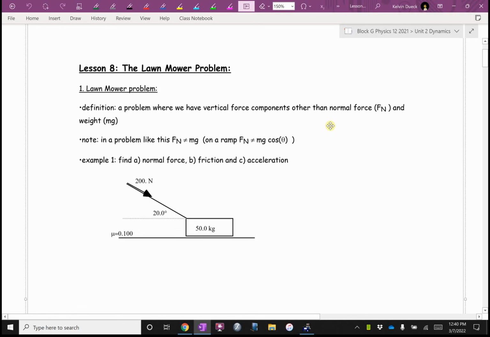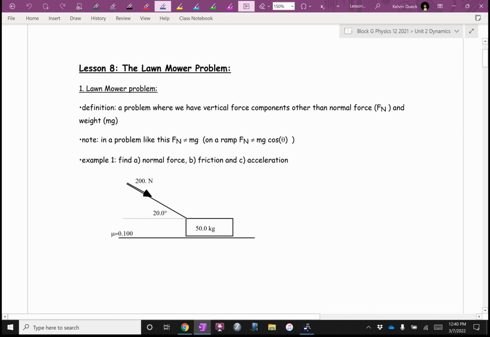Let's talk about the lawnmower problem. We call it the lawnmower problem because this kind of looks like an old style push mower. Instead of the ramp being at an angle, the ground is level, but the force is at an angle. And it's still the same punchline: components.